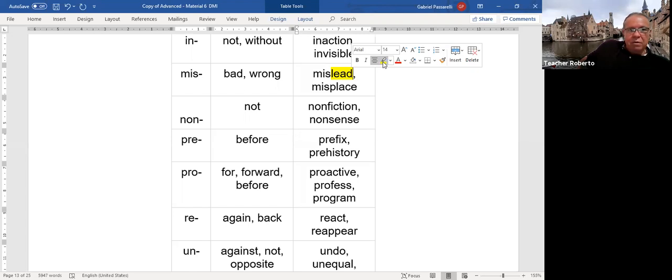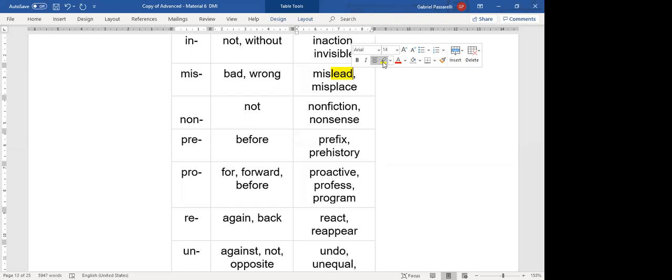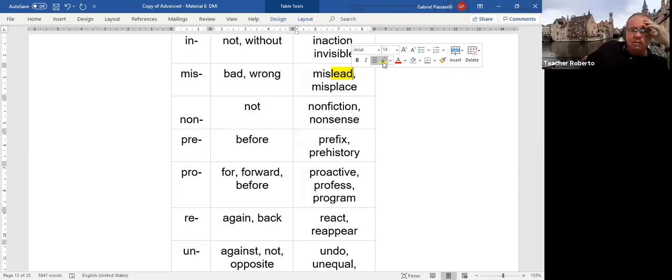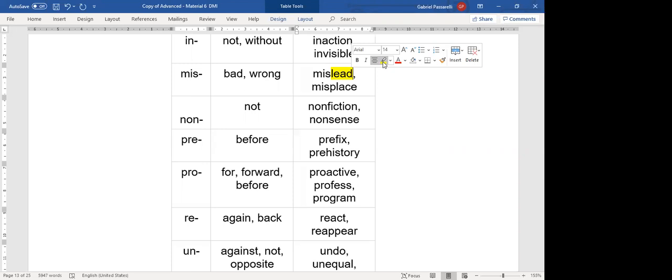What's the other one, Regina? Pro. Forward, before. Proactivity, profess, program. These are three prefixes. That means for, forward, or before. Proactive, profess, program. Okay. Teacher, profess.